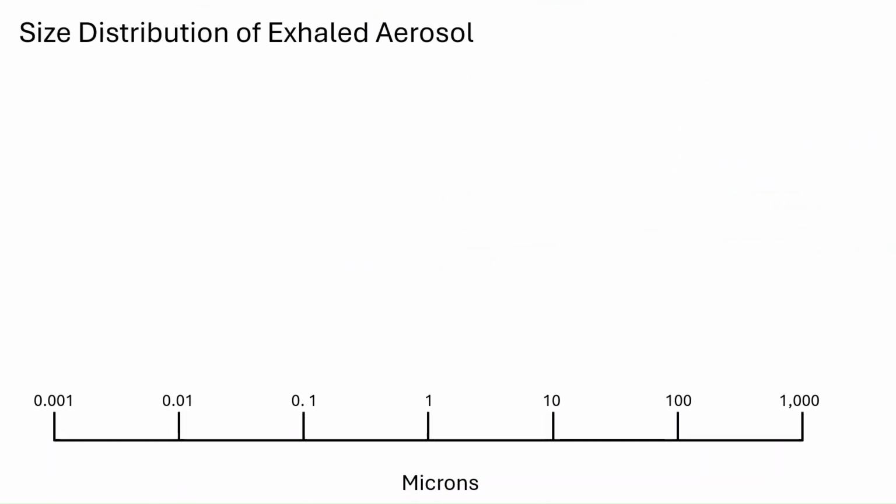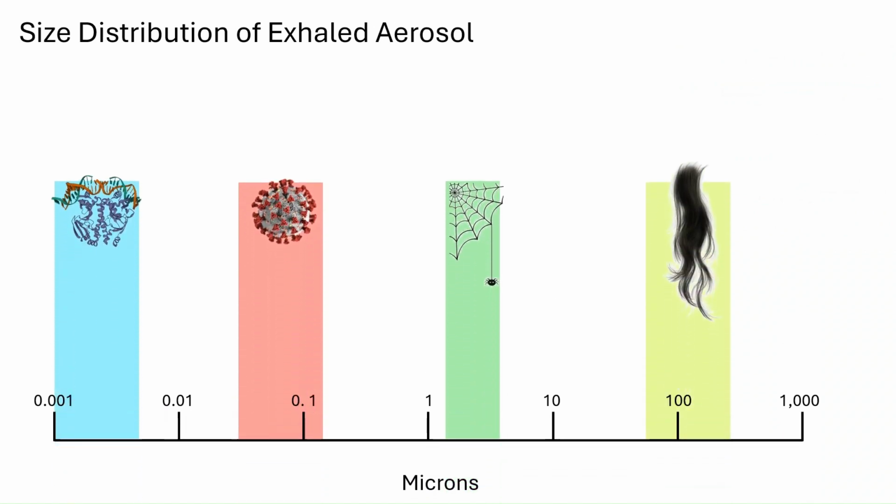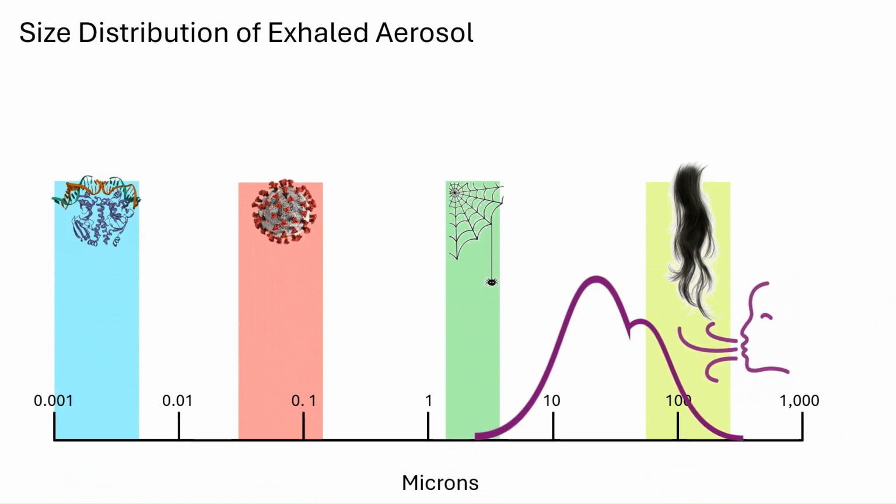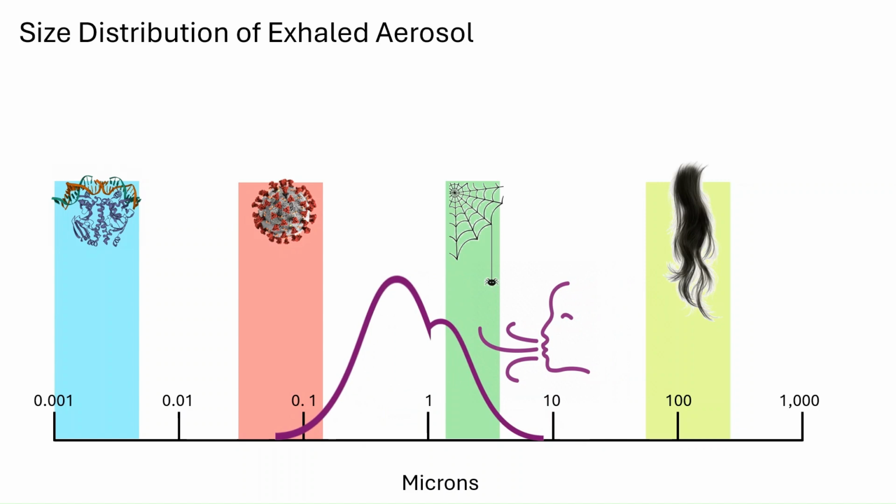Excellent question. All right, since we're talking about size, let's bring up our log scale. And for context, here are the size ranges for some things that you may be familiar with. For example, hair is typically around 100 microns, while spider web is around 1 micron. And shown here is the typical size distribution of exhaled aerosol when a person is talking.